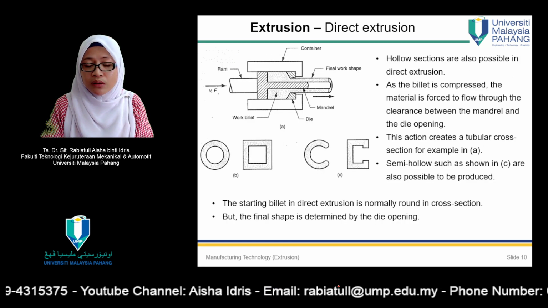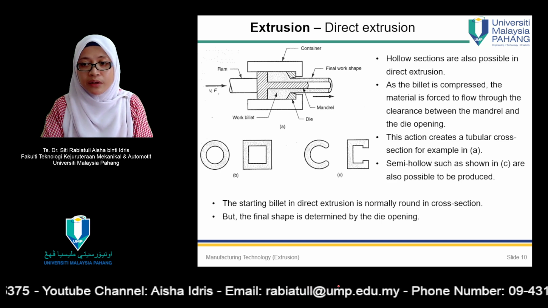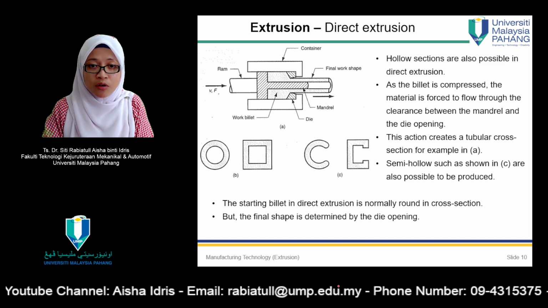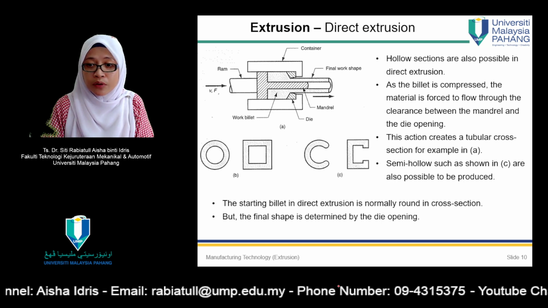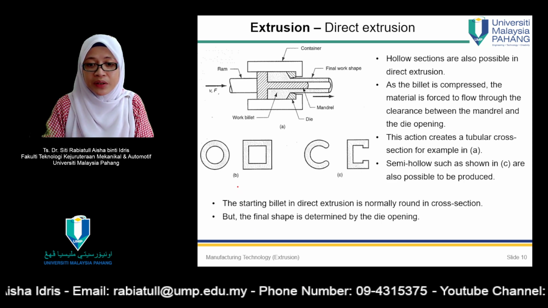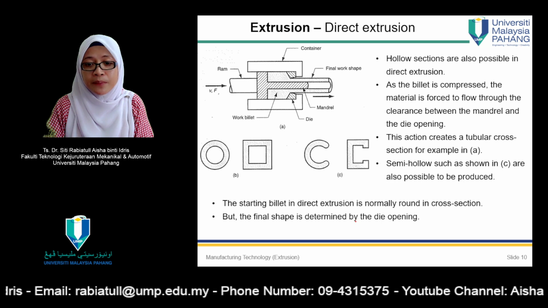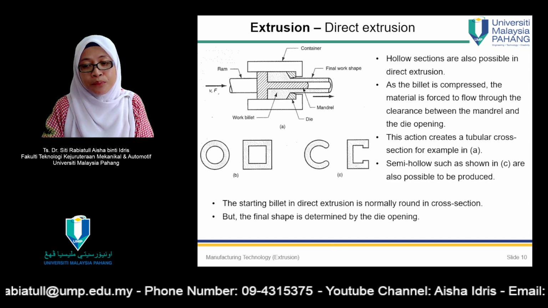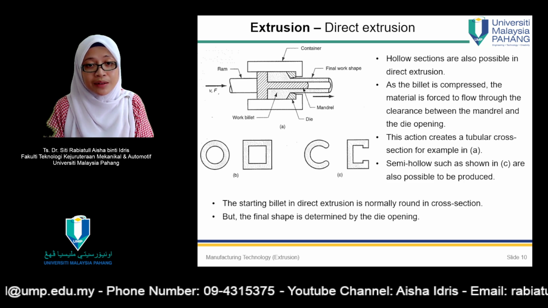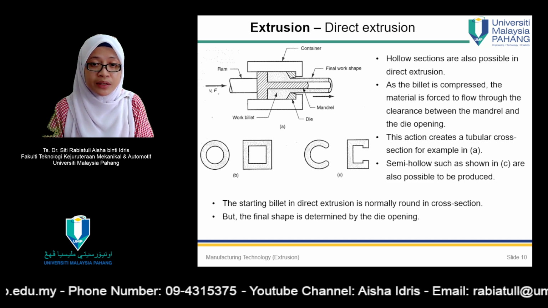For direct extrusion, other than a hollow shape of product, we can also produce semi-hollow product. For example, if you can see from figure A and figure B over here. So basically, we can produce any types of shape depending on the die opening.